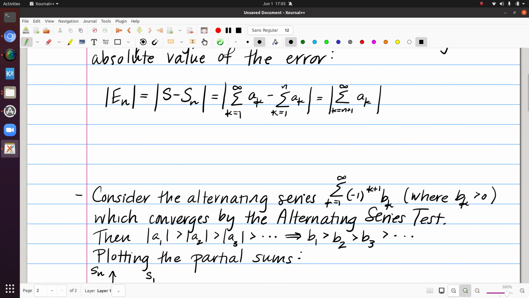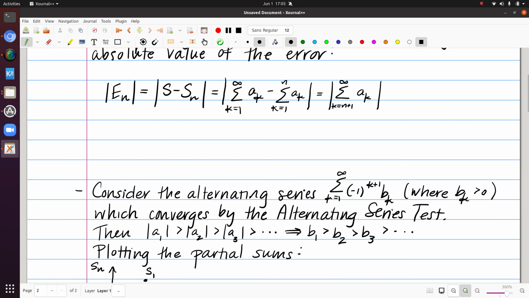So suppose we have a generic alternating series where I'm going to express my a sub k as negative 1 to the k plus 1 times b sub k. And so we're assuming here that b sub k is always positive. The sign is completely determined by that negative 1 to the k plus 1 term. And I also want to assume that this is a series that we can say converges by using the alternating series test. If that's true, we know that the size of the terms is decreasing.